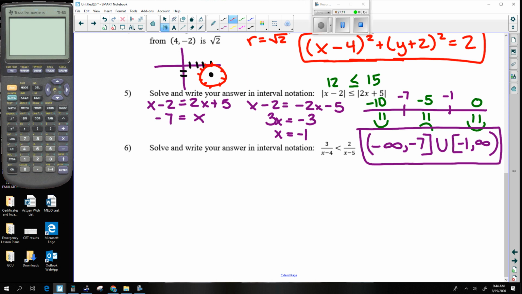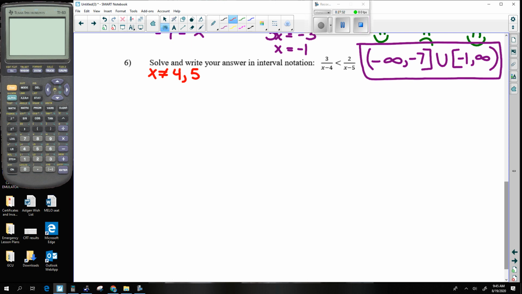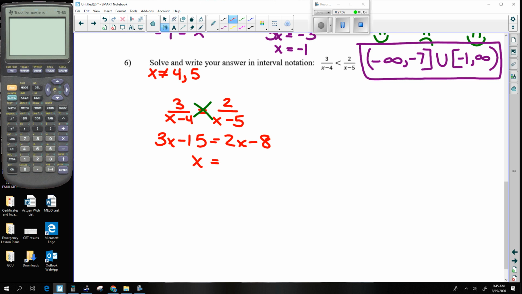All right, number 6. The first thing I notice is x cannot be equal to 4, nor can it be equal to 5. But other than that, it's all good. So where is this true? Similar to the previous problem, I'm going to see where my general answers are. Notice there aren't absolute values, so I'm going to say that they're equal and figure it out from there. With an equal sign, I cross multiply. So this is 3x minus 15 is equal to 2x minus 8. Thus, x is equal to 7.